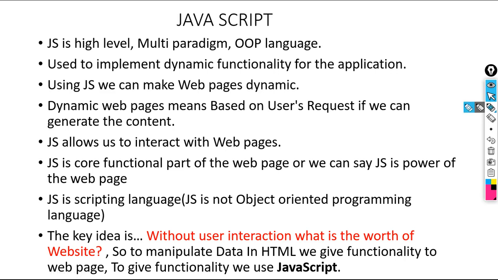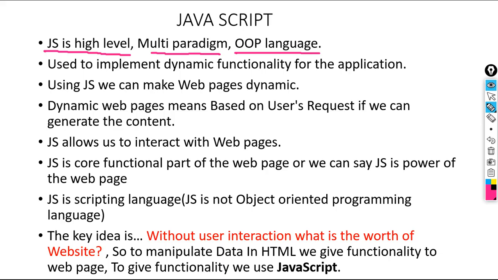Let's understand about JavaScript. JavaScript is a high-level, multi-paradigm, object-oriented programming language. To have a better understanding about what is high-level, what is multi-paradigm and what is object-oriented programming, you can watch our series of fundamentals of programming language and essentials of programming. There you will get more clarity.